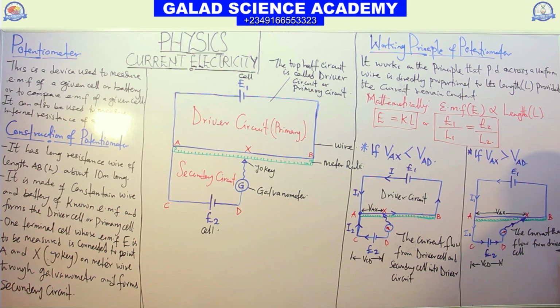The current flows from driver side to secondary side. Or let me put it this way: from driver side to secondary circuit. A driver current flows from the driver side into the secondary circuit.